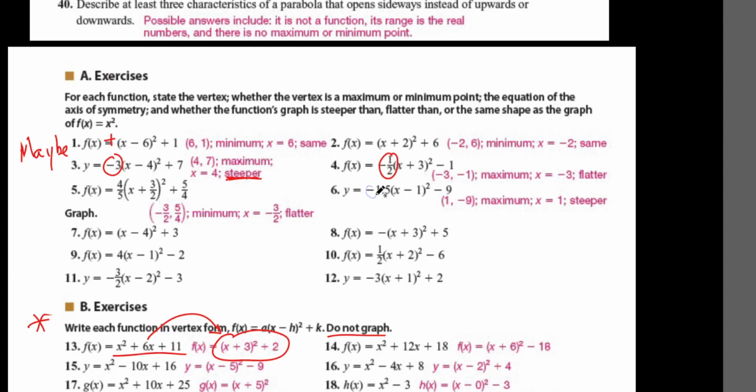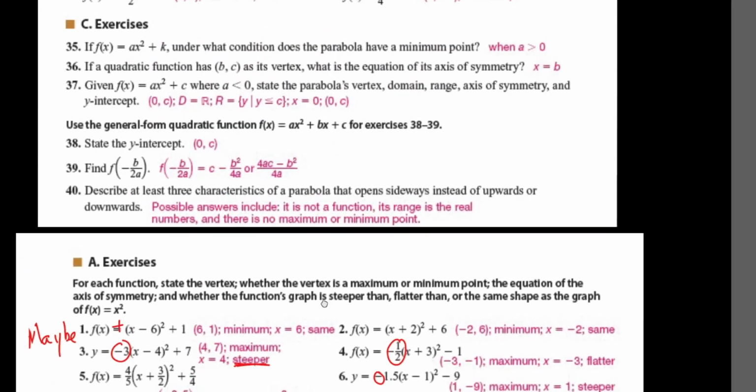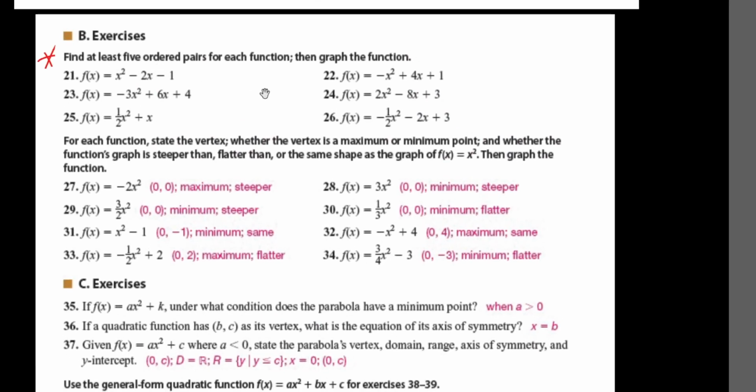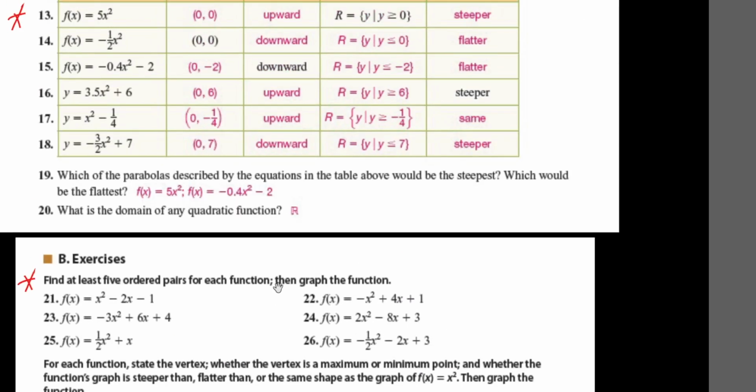The negative tells you if it opens up or down. The number itself tells you if it's steeper or flatter, all right? There's your vertex. You know if it's maximum or minimum. So that should be pretty easy if I gave you one of those. Agreed? What did I say over here? This one is where you just plot some points, right? Just make a little table, x and y, just throw in a bunch of points to get the basic shape of your graph and then graph it, all right? I'll probably only put one of those on there, all right?